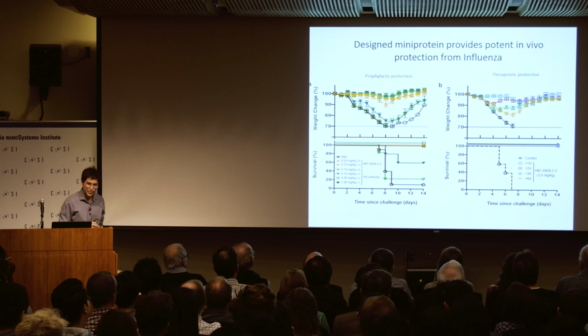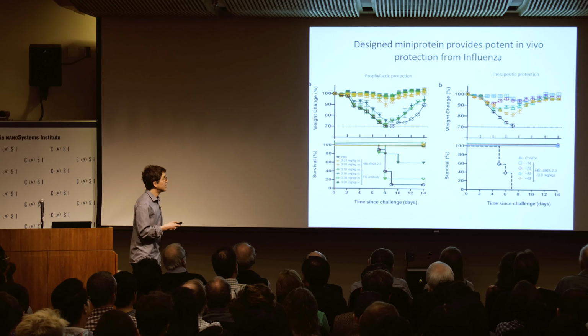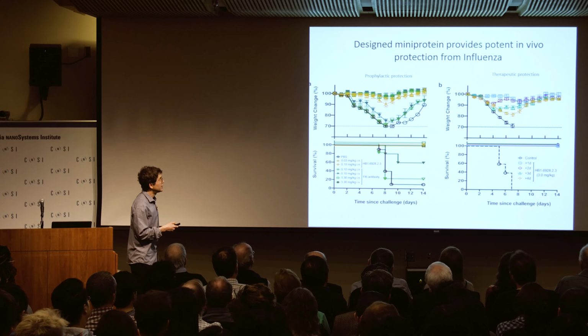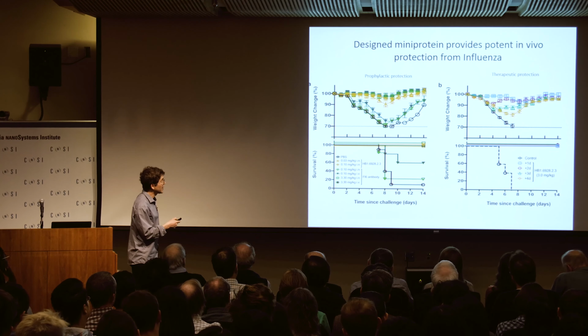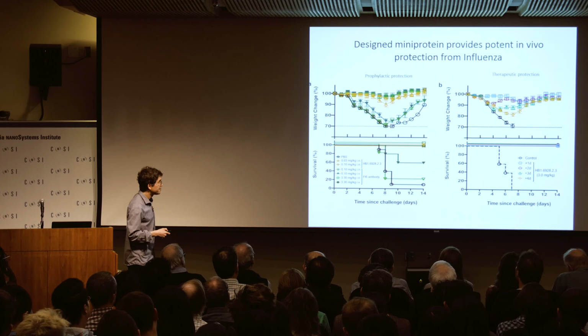Now, both of these proteins protect animals from the flu when the animals are given the proteins either before or after they're exposed to the virus. Whereas the animals who get the virus alone are very sick, those that get the protein either before or afterwards are protected.